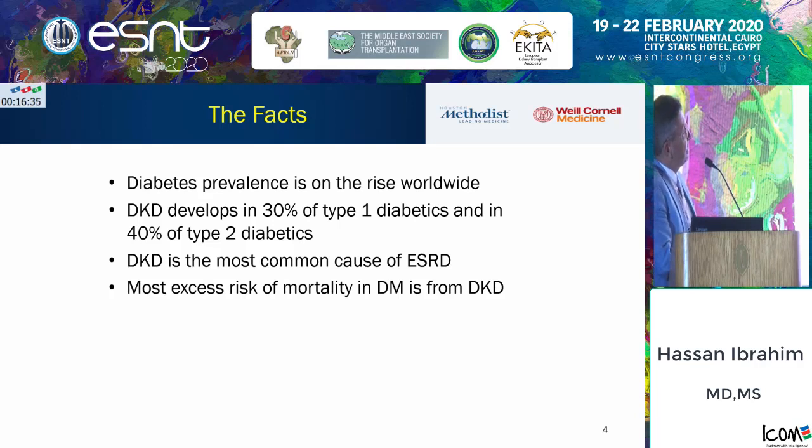Diabetic kidney disease does develop in 30% of type 1 and 40% of type 2, and this is a major change. We used to teach people it's half of type 1 diabetics and 10% of type 2, and you could see the difference. And most of the excess risk of mortality in diabetes actually does not come from cardiovascular disease. It comes from diabetic kidney disease, which people don't realize.